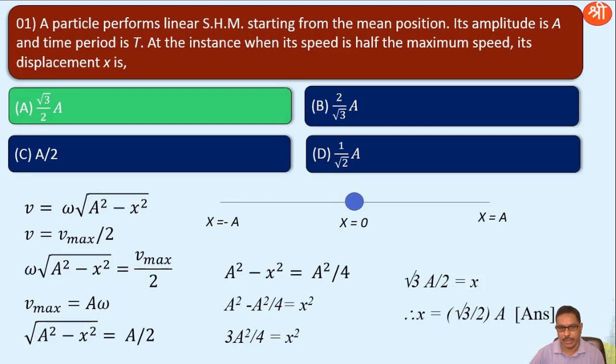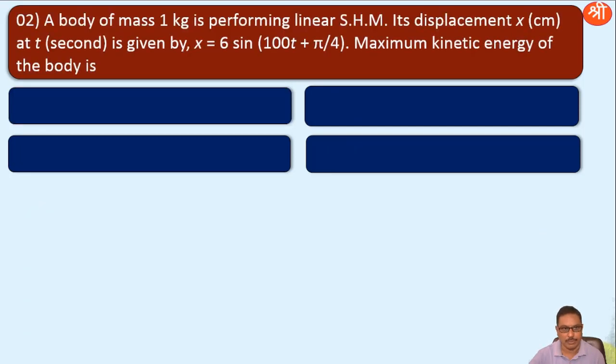Then the second multiple choice question. What is that? A body of mass 1 kg is performing linear SHM.